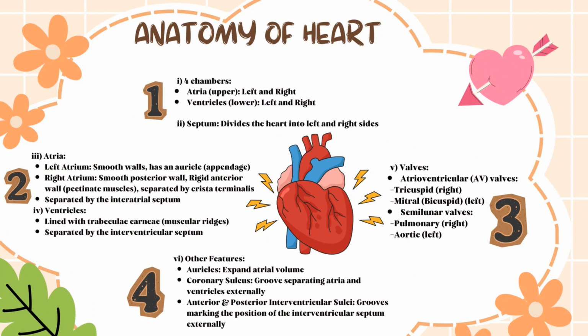Other features of the heart are: the heart has auricle, which function to expand atrial volume, coronary sulcus, which function to groove separating atria and ventricular externally. And the last one are posterior and anterior interventricular sulci, which groove marking the position of the interventricular septum externally.